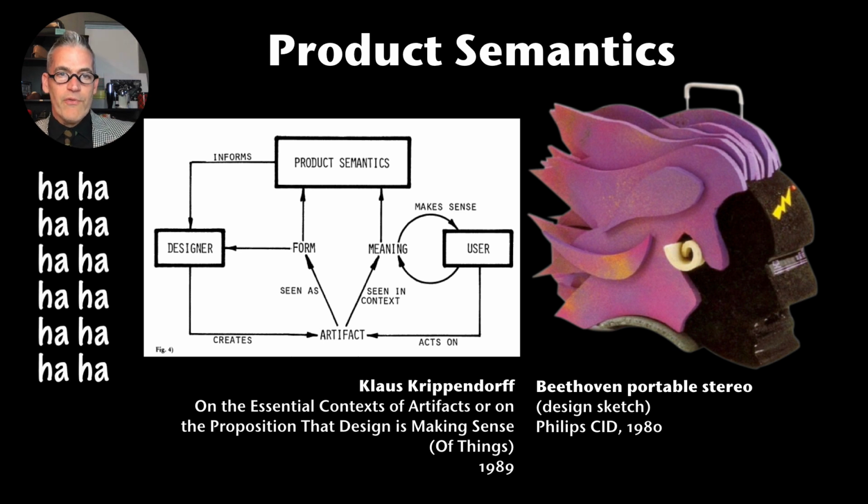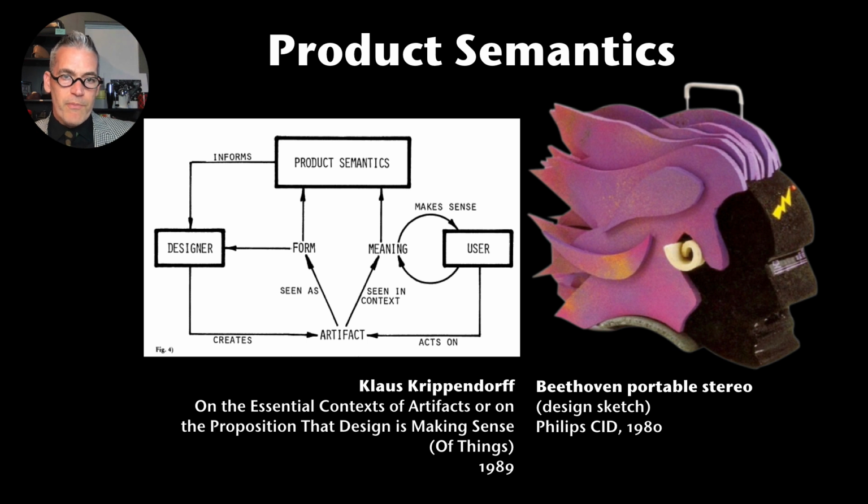that quest for knowledge. On the left is a smarty pants chart of the concepts of product semantics from Klaus Krippendorf's writing. On the right is product semantics in action. This is another project from Philips, which at the time was really active trying to figure out how to design electronics better. And this was their Beethoven portable stereo.